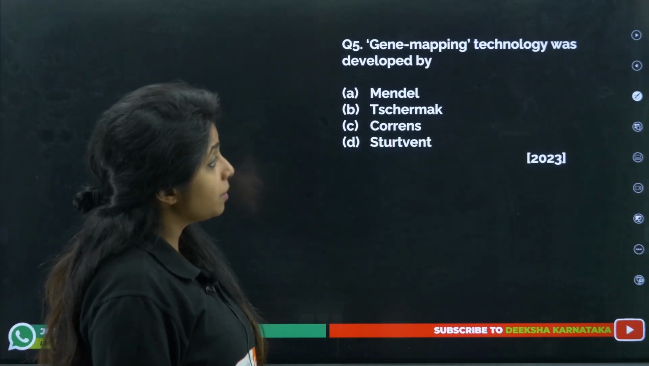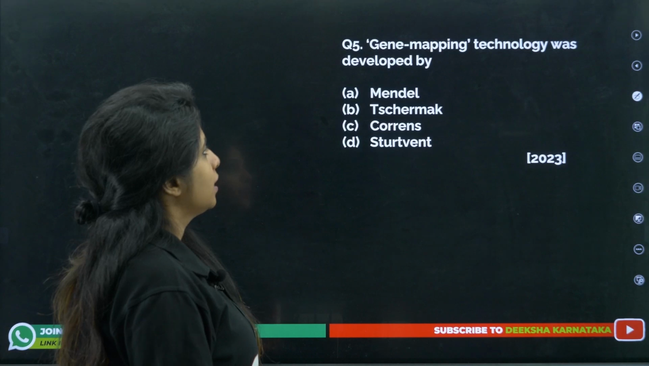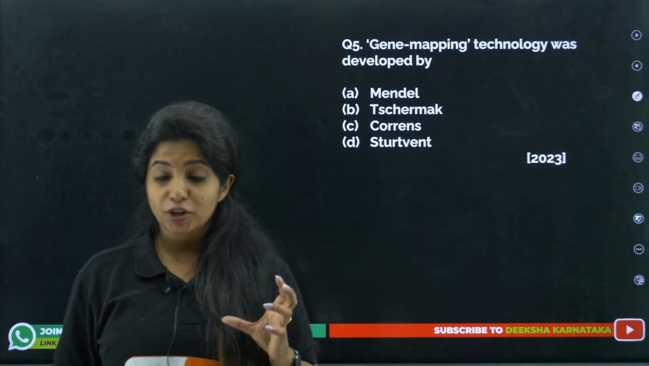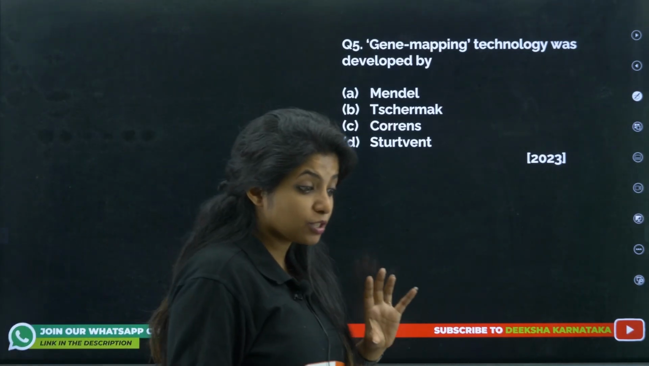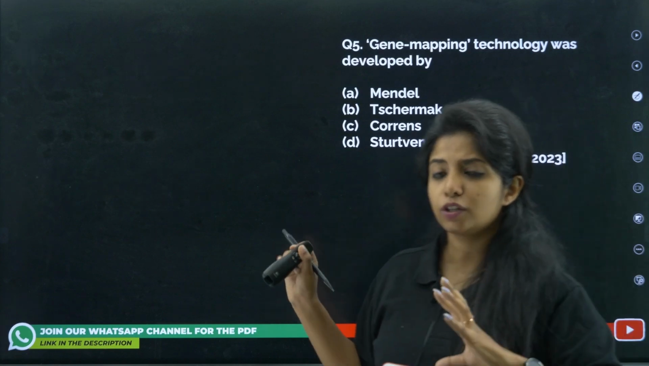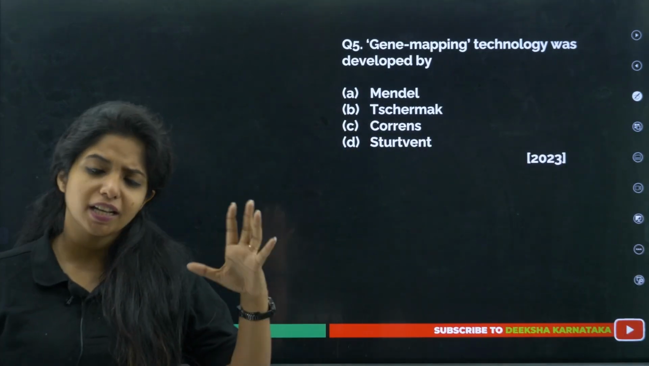Question number 5. Gene mapping technology was developed by. Now this is a question that comes in principles of inheritance and variation, but somehow they have kept it in this particular book, in this particular column. So I thought I'll explain it here only.